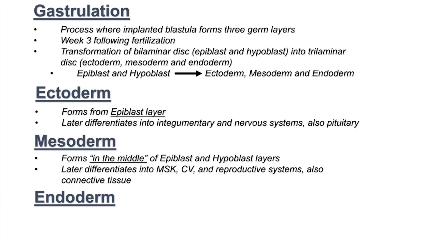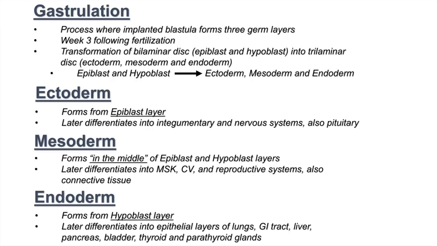And the third germ layer is the endoderm. The endoderm is the inner layer or the internal layer. It forms from the hypoblast layer, and it will later differentiate into epithelial layers of the lungs, GI tract, the liver, pancreas, bladder, thyroid, and parathyroid glands. So it will comprise much of the internal viscera of an organism.